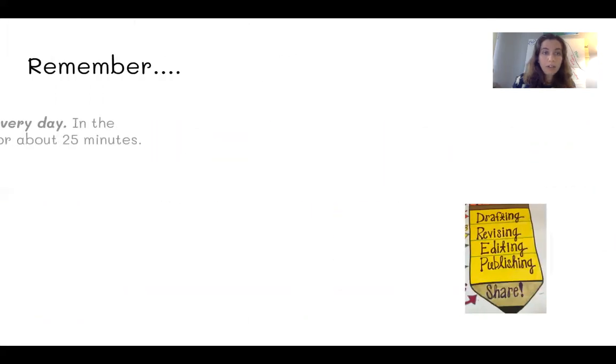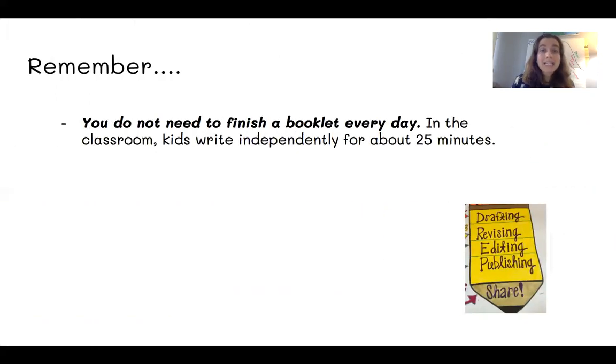Remember, everybody, you do not need to finish a booklet every day. In the classroom, kids write independently for about 20 to 25 minutes, okay? Sometimes only 20 minutes. Now, during this time, your kid might not finish a book every day, and that's okay.